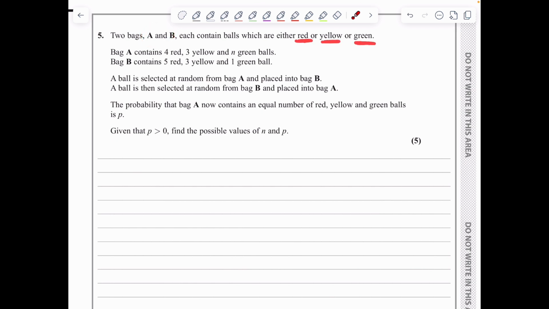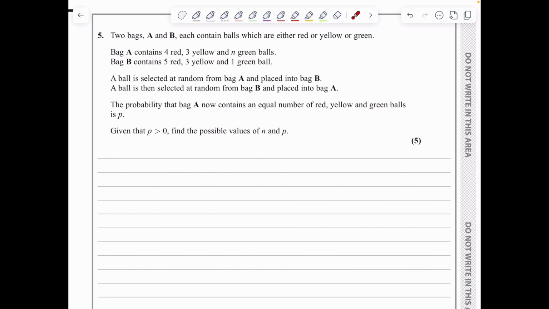In question 5, we've got two bags A and B, each containing balls which are either red, yellow, or green. Bag A contains 4 red, 3 yellow, and N green balls, while bag B contains 5 red, 3 yellow, and 1 green ball. Now we select a ball at random from A, placing it into B, and then we select at random from B, placing it into A. The probability that bag A now contains an equal number of red, yellow, and green balls is P, and given that P is greater than 0, we need to find the possible values of N and P.